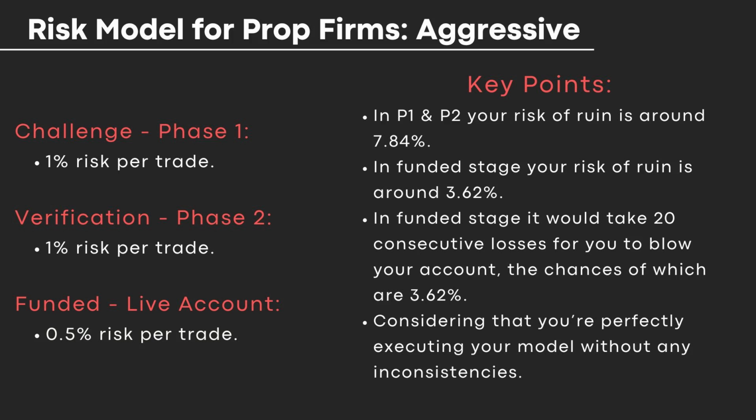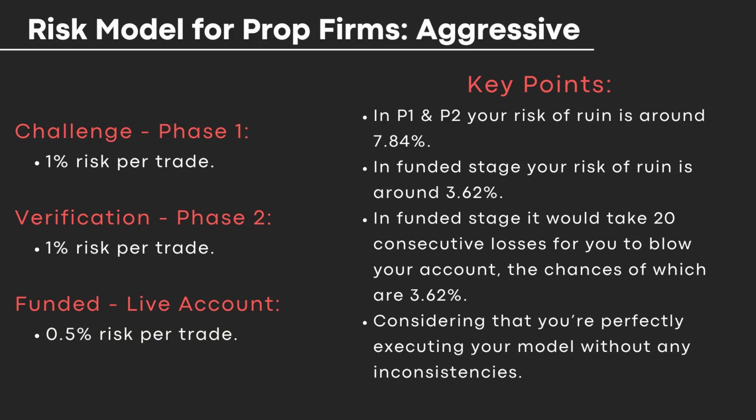Now, an important statistic here is that in phase 2 and phase 1, your risk of ruin is slightly higher, which is 7.84%, because you are risking 1% per trade. And remember, this risk of ruin is calculated based on the metrics of the models that I showed you earlier, which had 40% win rate and 3 risk to reward ratio, right? And based on that data, your risk of ruin is 7.84%, which means there is a 7.84% chance of you blowing your account even if you're following your plan perfectly without any mistake or inconsistency, right?